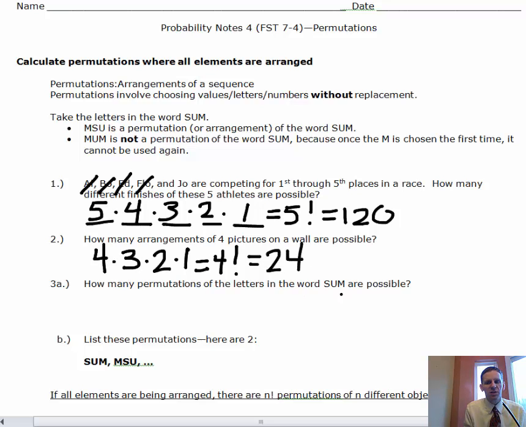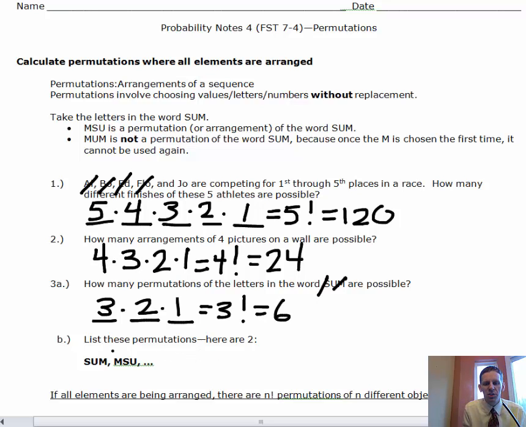For permutations of the letters of the word sum, there are 3 letters to choose from for the first letter. So you can pick one of those letters. Let's say it was S. You have 2 letters to choose from for the second position. Let's say you choose M this time. And then that leaves us with 1 letter for the last position. 3 times 2 times 1 is 3 factorial or 6.